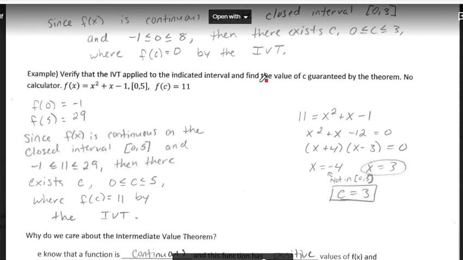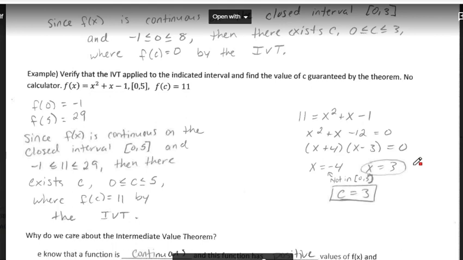All right, so then it says in this one, we actually have to find the value of C that's guaranteed by the theorem. So in order to do that, if f of C equals 11, and this is f of x, we can just set those equal to each other. So 11 equals x squared plus x minus 1. Set it all equal to 0. This is just solving a quadratic. Fortunately, this is factorable. So we have x plus 4, x minus 3. So x equals -4, x equals 3.